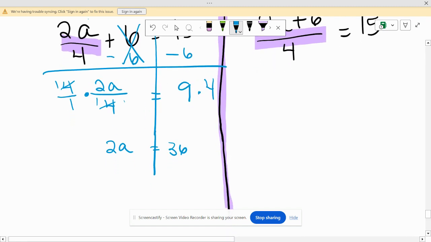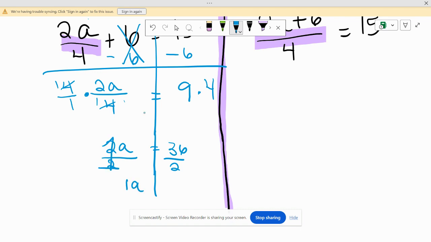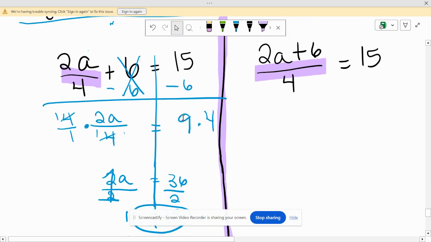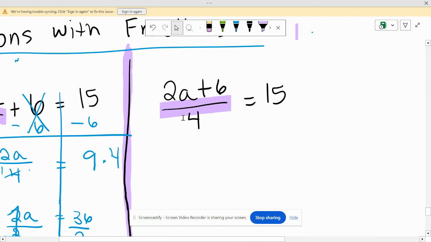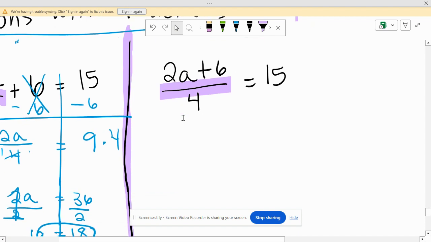So now I just have one last step. I need to get a all by itself. So I'm going to divide by 2 on each side. 2 divided by 2 is 1. So I'm left with 1a equals 36 divided by 2, which is 18. So a equals 18.